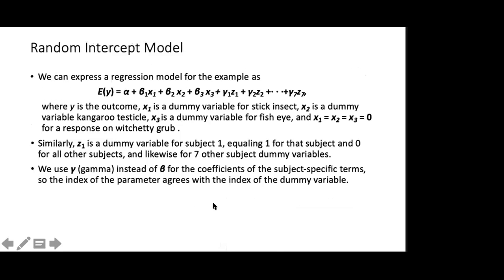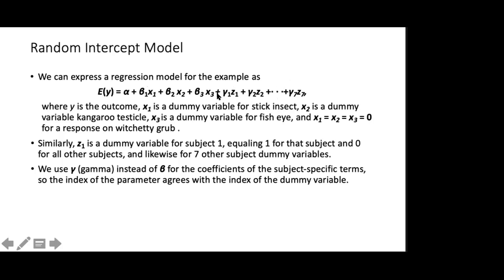Okay. So if you want to express this Bush-Tucker example as a regression model, y is our outcome variable, and then we have the different dummy variables for the different kinds of animals: stick insect, kangaroo testicle, fish eye. For the last one, we don't need it, just 0. And then we have an additional set of dummy variables that code for the individual subjects. They are denoted here by z, and have a different regression coefficient.